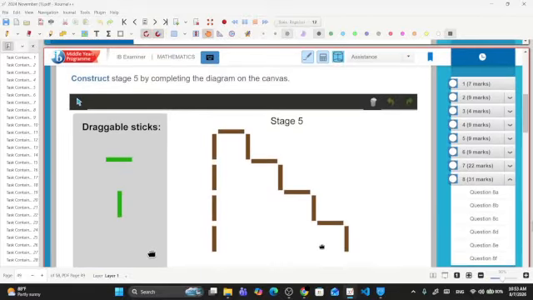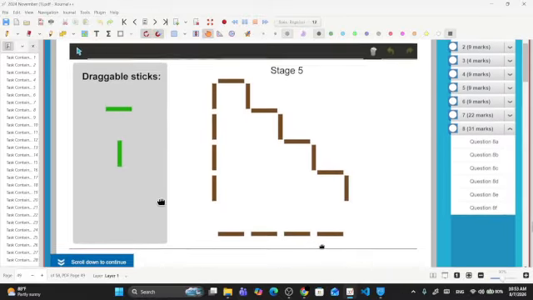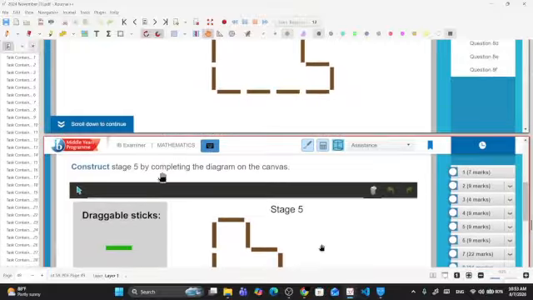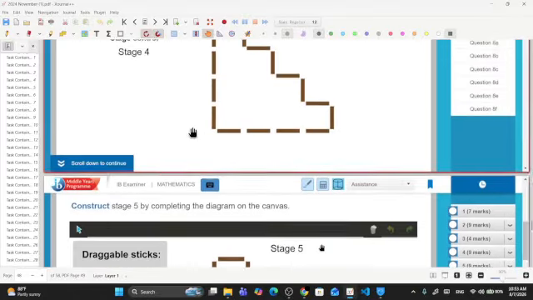So it says construct stage 5 by completing the diagram on the canvas. So stage 5 can be constructed by having 5 vertical sticks and a total of 5 horizontal sticks, right? Because we can see that above, in stage 4, we had 4 vertical and 4 horizontal.